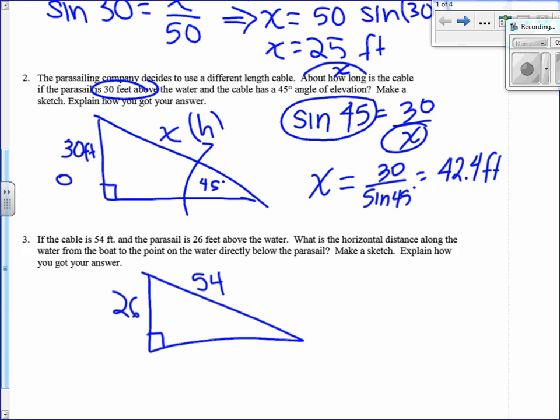All right, so what's the question asking us about? The water. The water here. What do you mean the water? The distance from where on the boat to a point directly below the parasail, so that's where the X goes, right? So, yeah, so you need to put that.